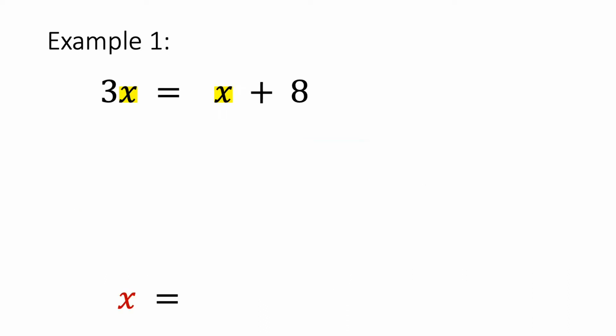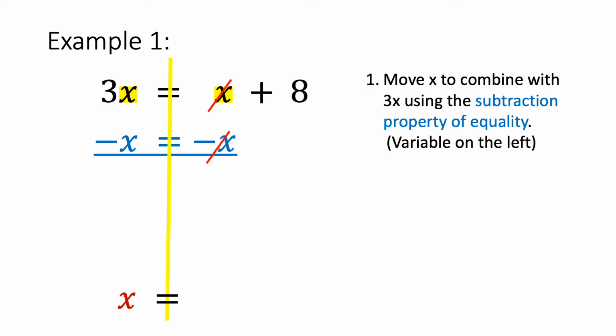Here's an example. 3x equals x plus 8. Notice there's an x on the left and an x on the right. We're going to want to move the x from the right-hand side over to the left-hand side. We're going to use the subtraction property of equality to do this. So we subtract x from both sides. When we do that, we have 3x minus x on the left, and that leaves us with 2x. And on the right, the x's cancel out. So we have 2x equals 8.